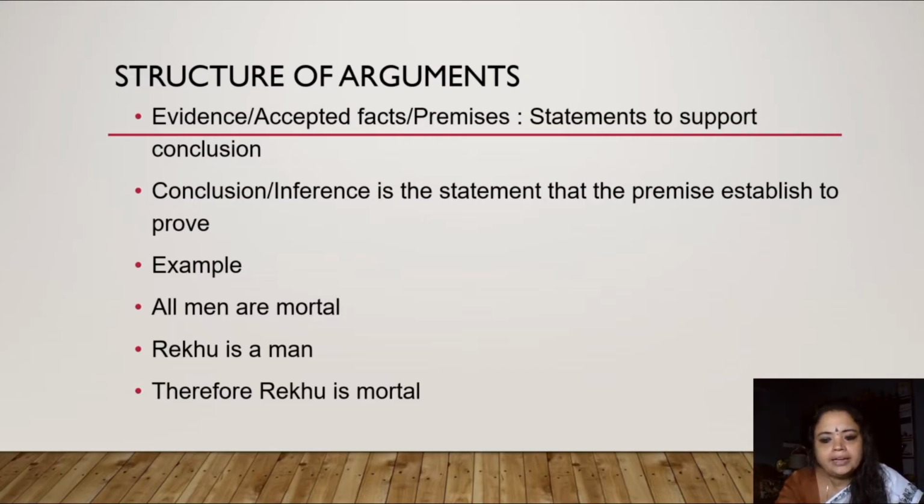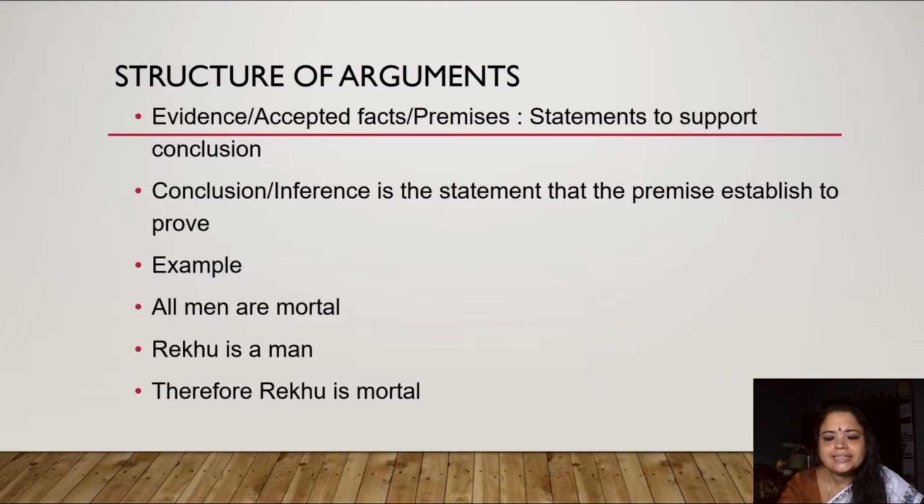And we know that we have arguments. The arguments are also called evidences or accepted facts or premises. So these are statements that are already accepted facts that are known to support the conclusion. And conclusion is the inference of the statement that the evidence establishes to prove. So evidence is also called as premise.